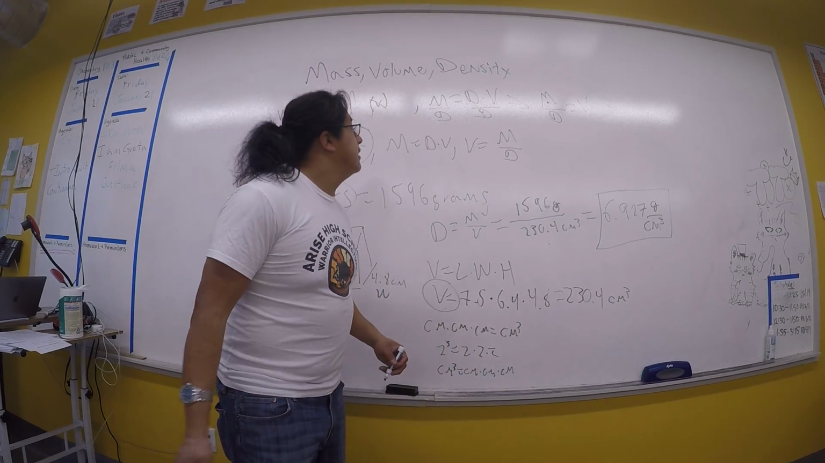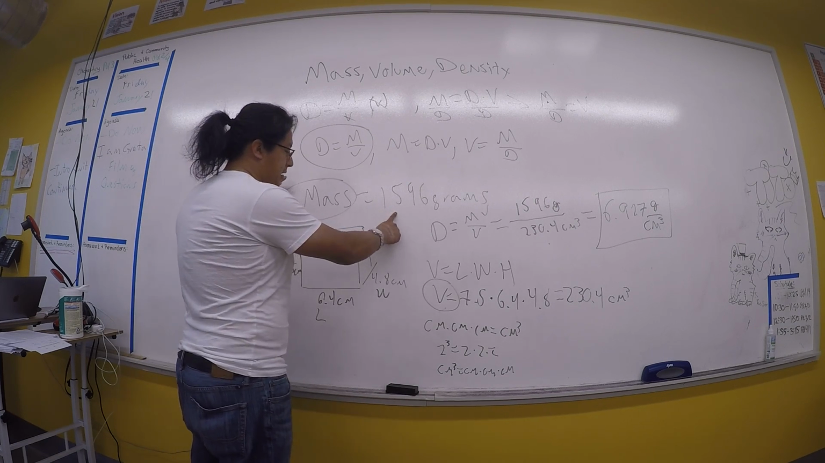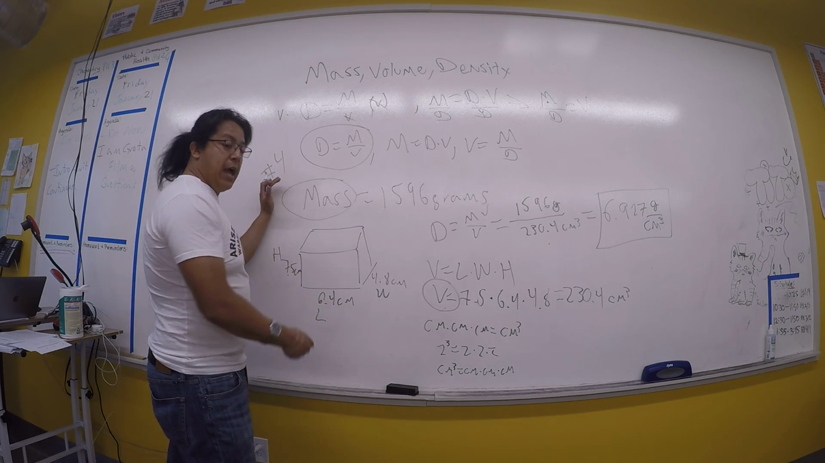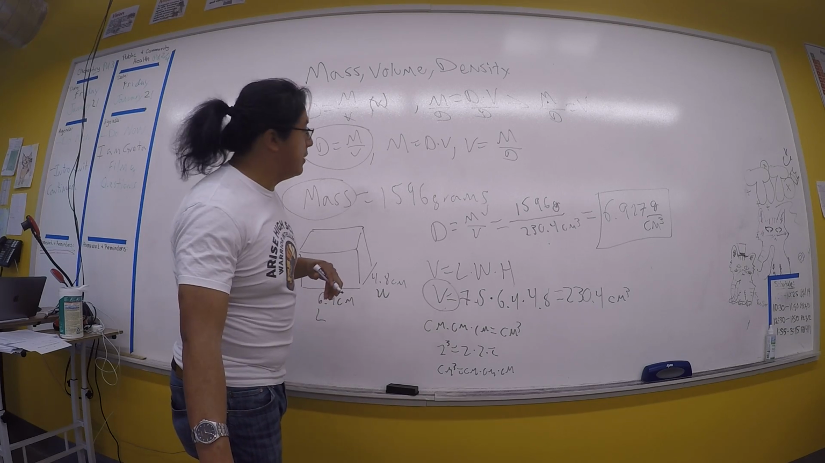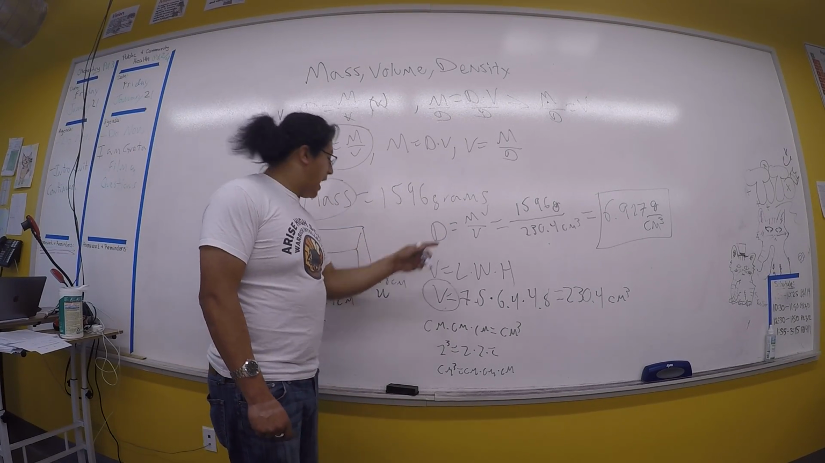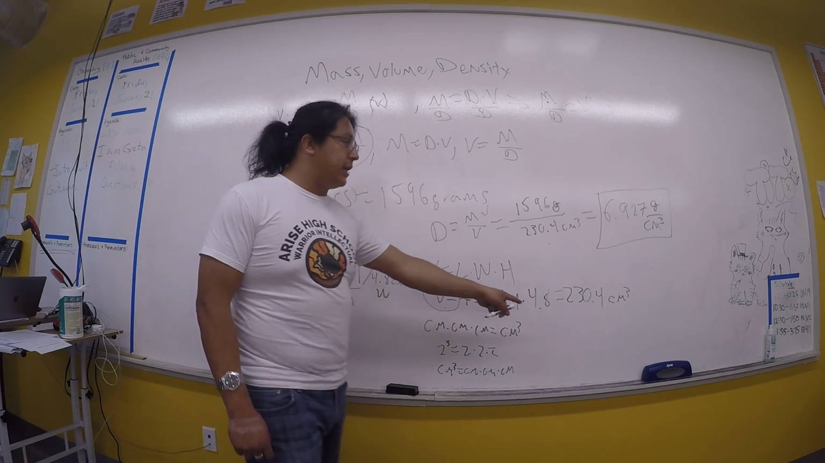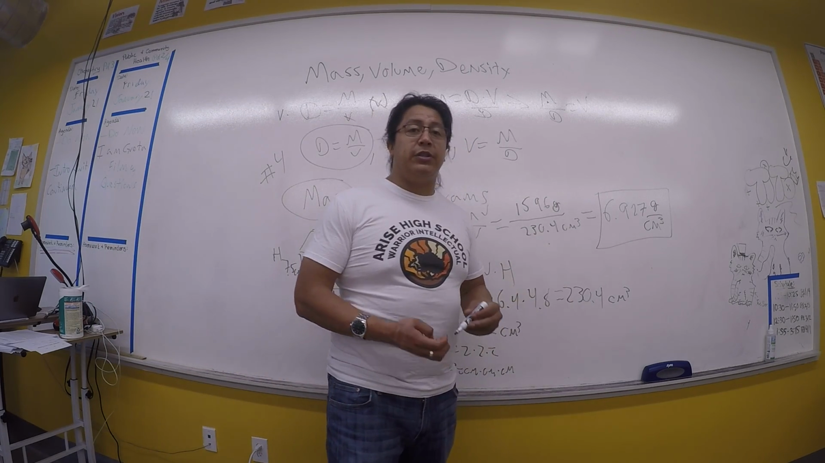Easy as that, guys. Take the information you're given. I was given mass. I was given 3 lengths. I find out what they're asking for. They wanted density, so I found my equation. I have mass. I had to find out my own volume. It's a little bit more difficult, but I got it. Got it down over here. And just plug them in and do your thing.